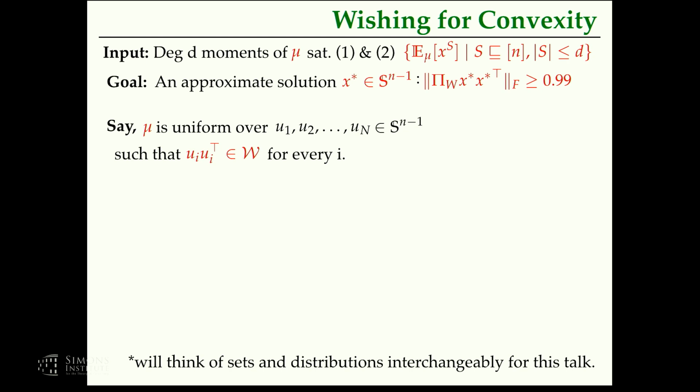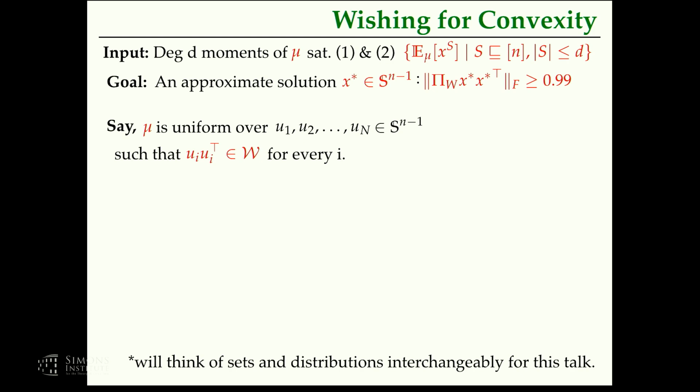Now, without loss of generality, I'm always going to think of distributions as uniform over some set. Even if you don't see it, just imagine that these are all the distributions I care about right now. This N could be really huge. As we talked about, the distributions could be supported over a full epsilon net of the unit sphere, and then it could be exponentially large. But all we know is that for every u_i in this list, u_i u_i transpose lives in the subspace W.